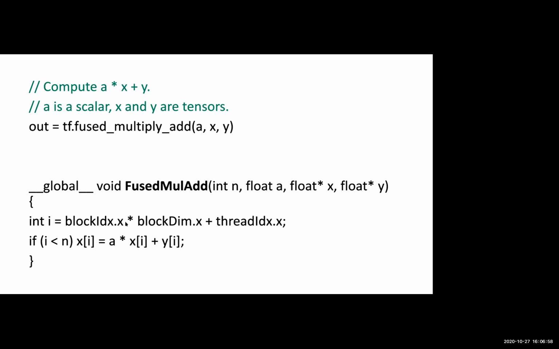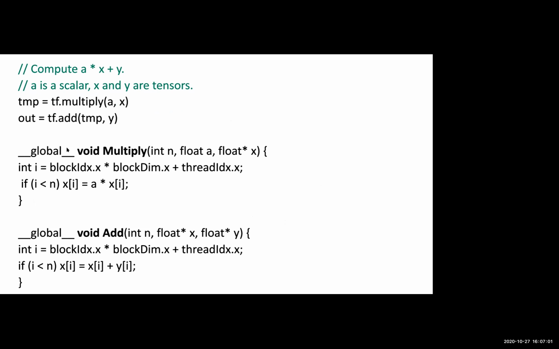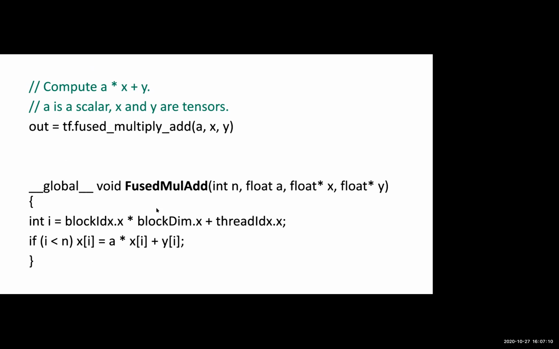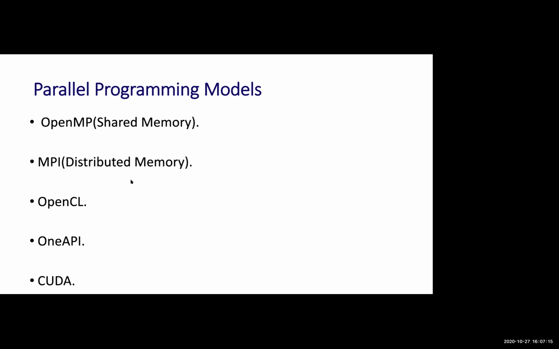So here you are avoiding the memory overhead. If you launch two kernels, there is overhead, but if you launch only one kernel, there is less overhead and more speedup. That's one kind of optimization. And there are many more parallel programming models: OpenMP, MPI, OpenCL, oneAPI, CUDA. You can use some of these on CPUs, and if you have an FPGA, you can use OpenCL and also oneAPI.